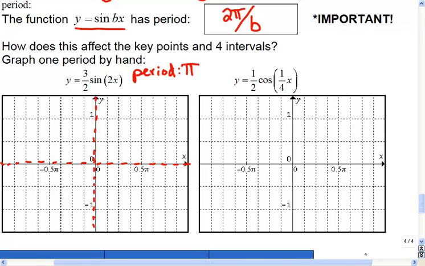So that means now my key points will be every pi over 4 for units. Okay, so now when I walk along, I'm not walking by pi over 4 anymore. I'm walking along by, not walking along by pi over 2. I'm walking along by pi over 4. So here's center. Then I move over pi over 4, maximum, center, minimum, center. So that's what one cycle would look like.